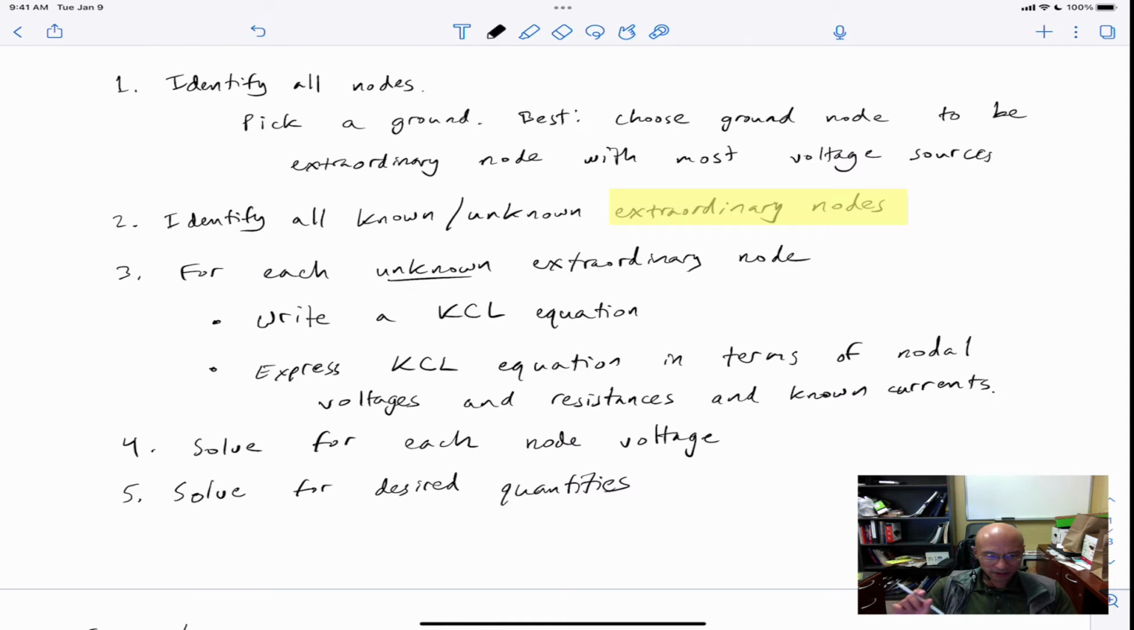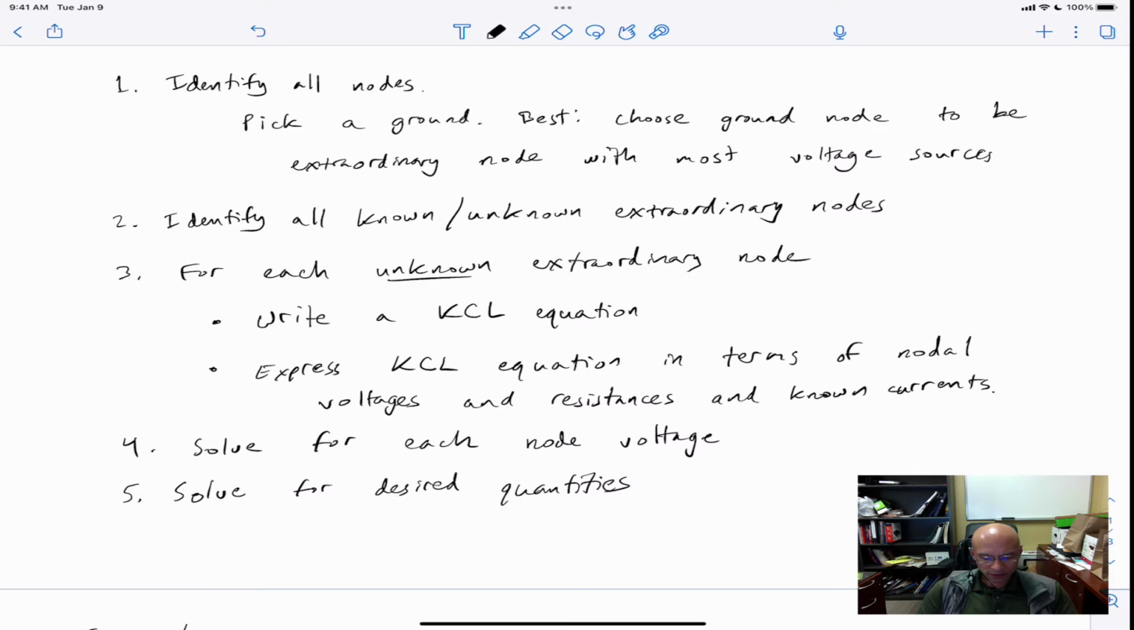I list here extraordinary nodes, right? An extraordinary node is one that's connected to 3 or more elements. Normal nodes, ordinary nodes, you don't have to worry about them so much. But they can be helpful, especially if they're connected between ground and a voltage source.